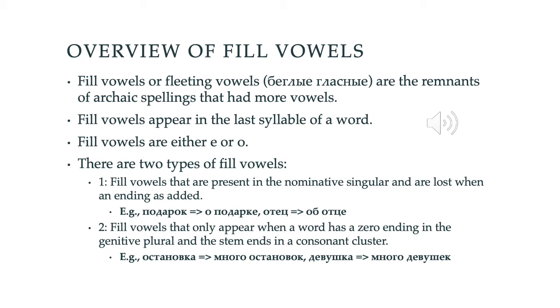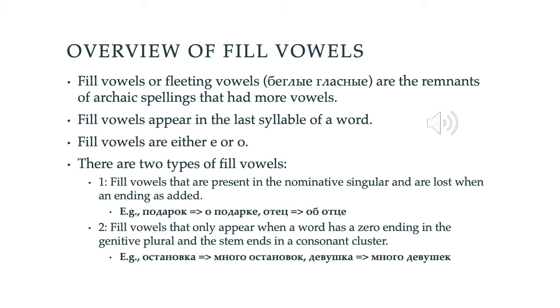There are two types of fill vowels, and the first type is the type you've already seen. These are fill vowels that are present in the nominative singular and are lost when an ending is added. You learned in first semester, for example, подарок, a present, loses its о at the end when we add an ending, so we say о подарка. Or отец, father, becomes отца. This is the most common type of fill vowel and the one that you already know.